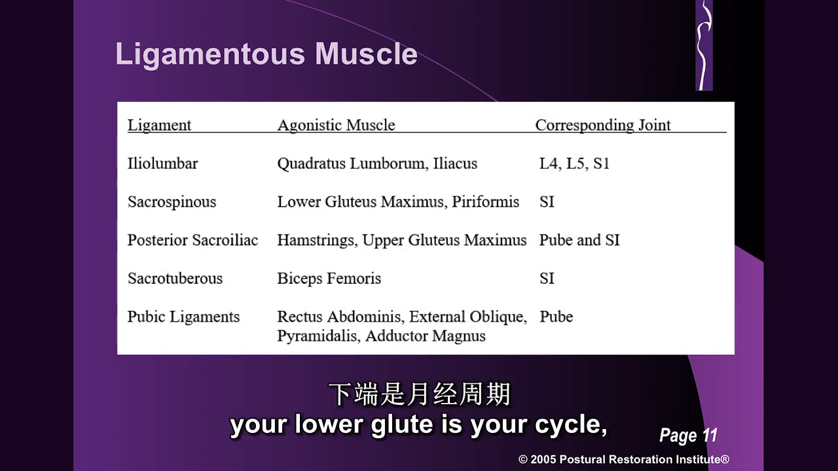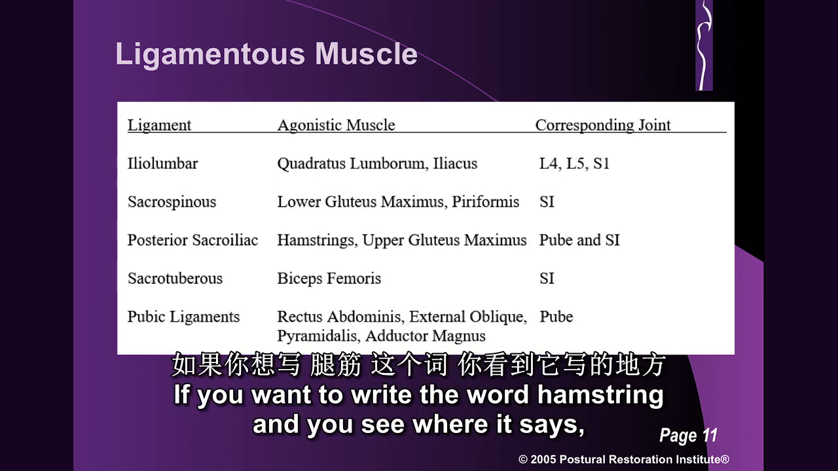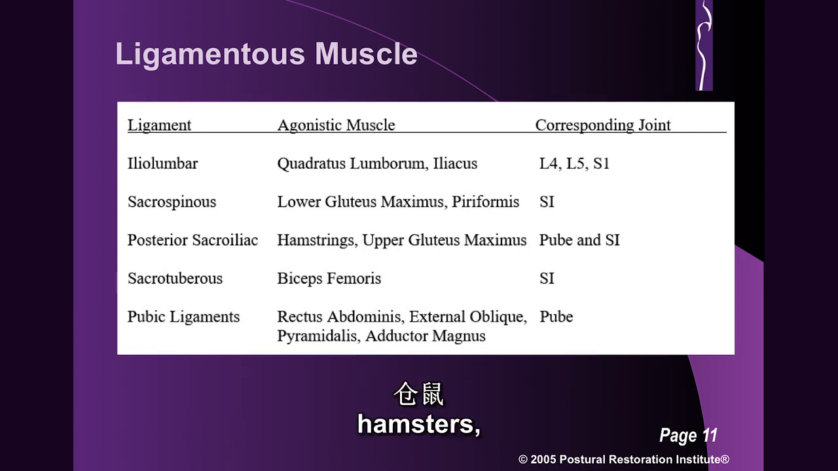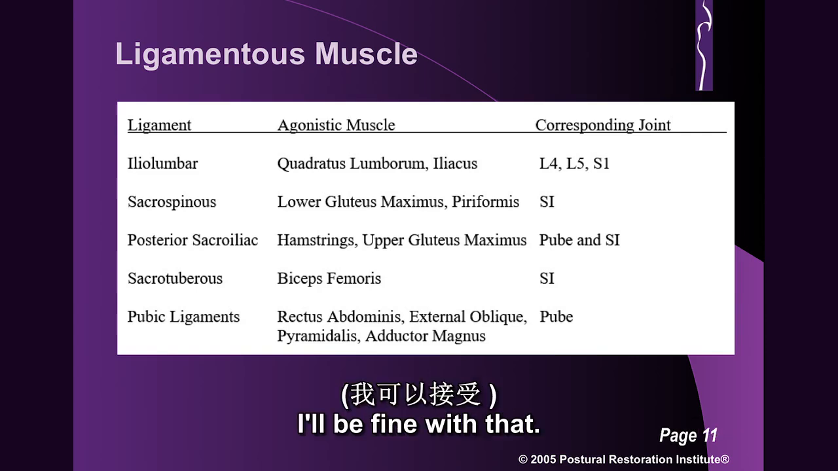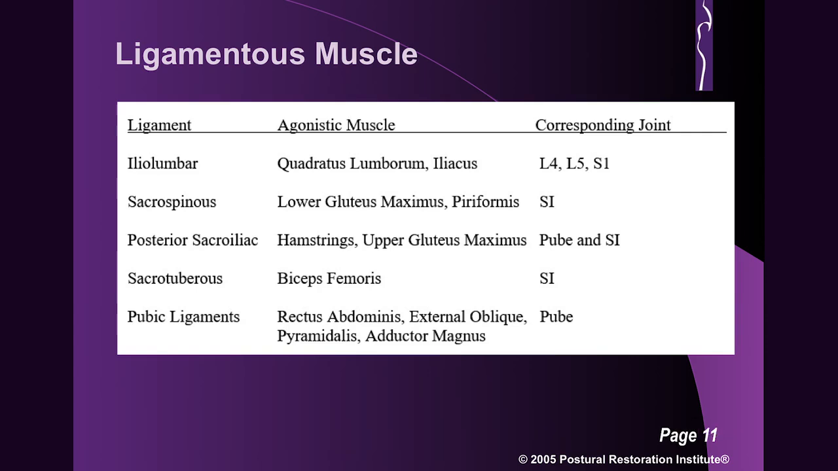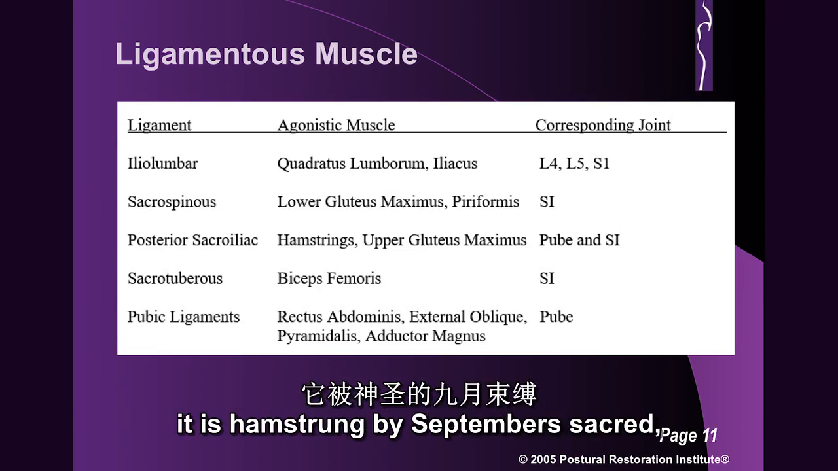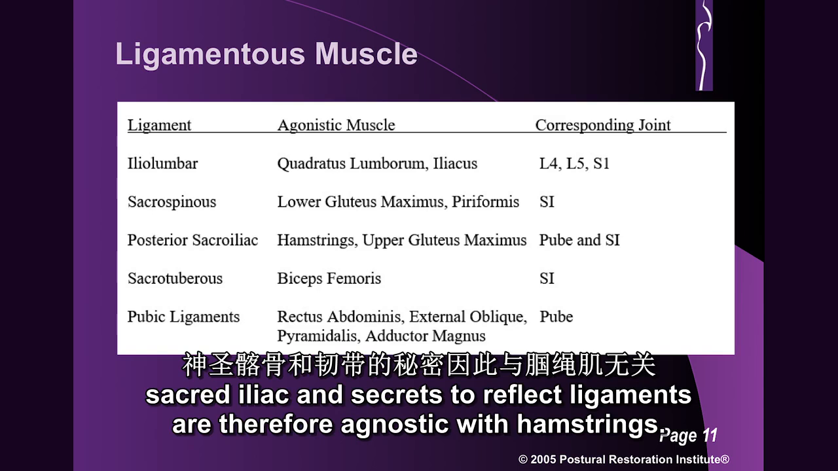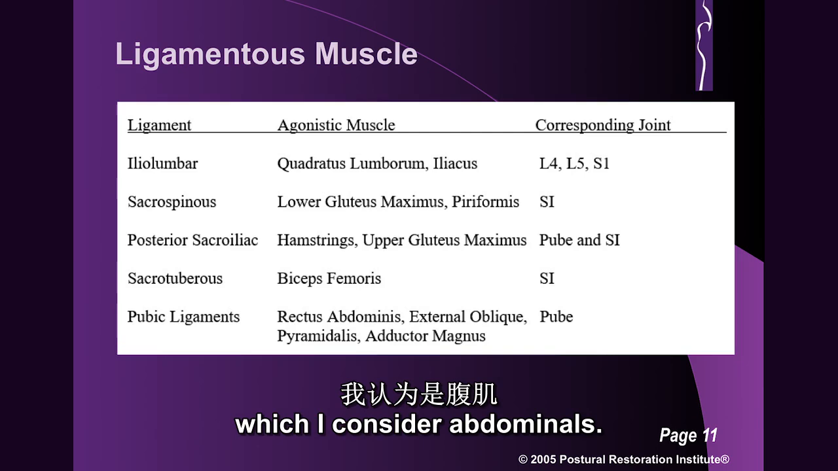Your lower glute is your sacrospinous and sacrotuberous, along with the hamstring. If you want to write the word hamstring, do you see where it says hamstring posterior sacroiliac? But if you want to put the arrow up to the sacrospinous, I'd be fine with that. Your sacrotuberous ligament, there it is, hamstring, biceps femoris. Sacrospinous, posterior sacroiliac, and sacrotuberous ligaments are therefore agonistic with hamstrings. So hamstrings are kind of an important muscle for those ligaments. And then you got your pubic ligaments, which I consider abdominals.